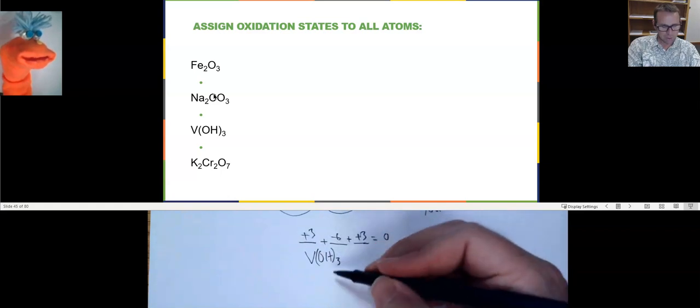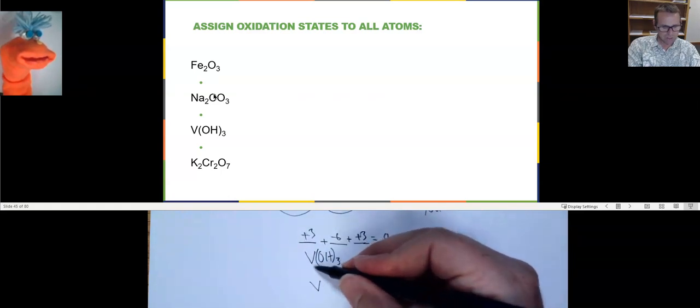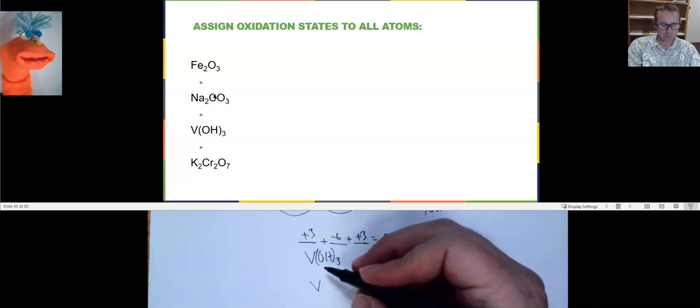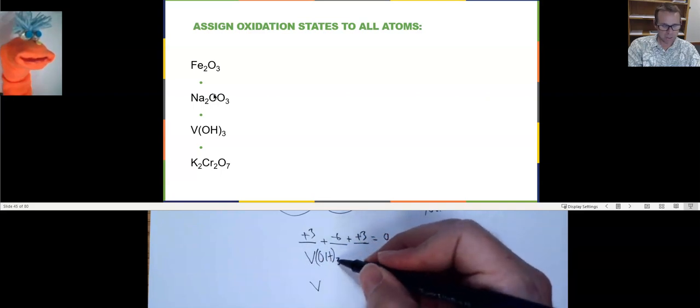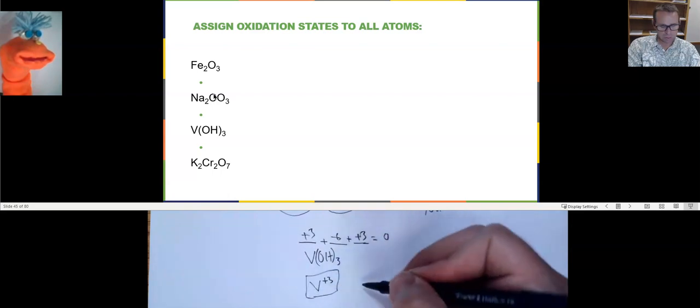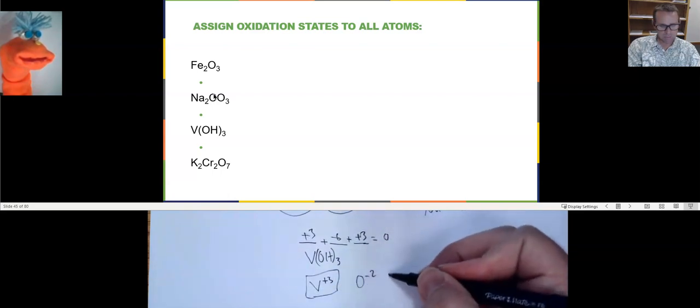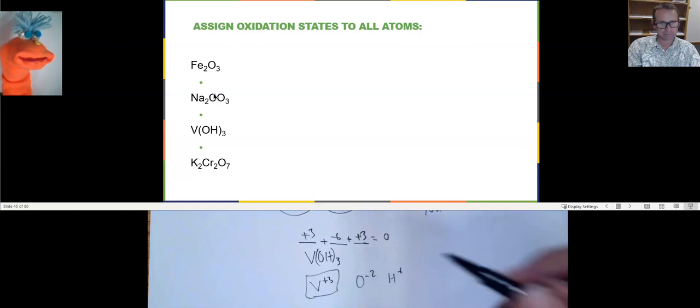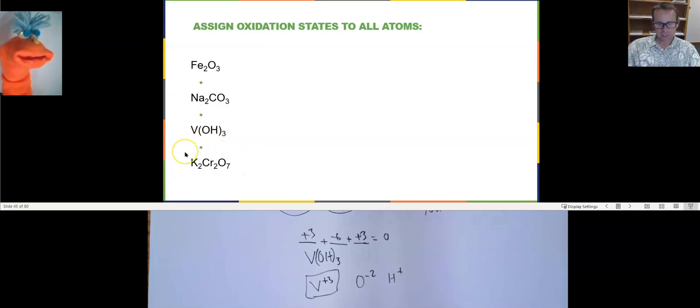Now we really didn't need that because I could see that this was an ionic compound, right? And I could see that each hydroxide is a -1. So this has to have a +3 charge. And the oxygen's going to have -2 and hydrogen's going to have +1. So that's pretty straightforward. How about this one, potassium dichromate?